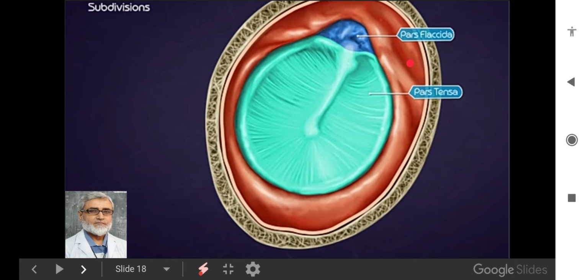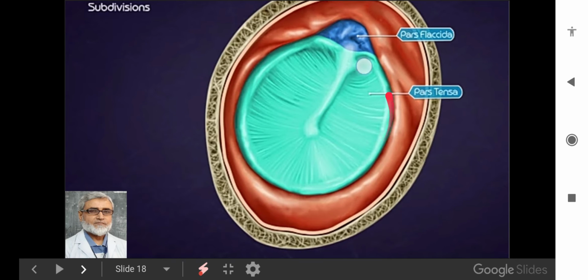Now come to the specific features. What are the subdivisions of your tympanic membrane? It has two parts. The upper flaccid part, where the mucosa is loosely adherent, is known as pars flaccida, and the rest of the part is known as pars tensa.